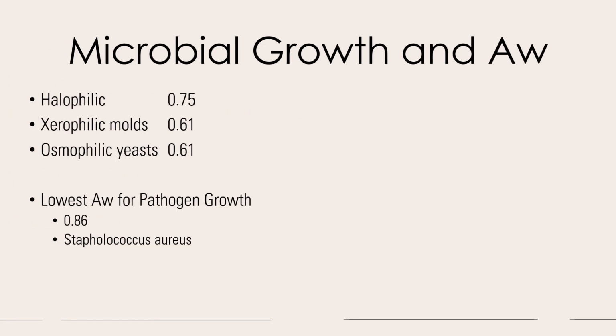Microbial growth and water activity. Halophilic organisms can grow at a water activity of 0.75, xerophilic molds 0.61, osmophilic yeast at 0.61. The lowest water activity for pathogen growth is 0.86. One example is Staphylococcus aureus.